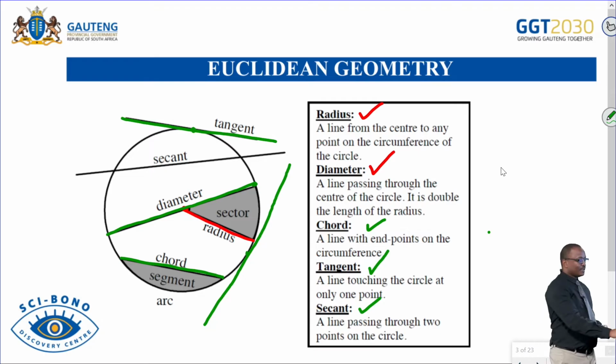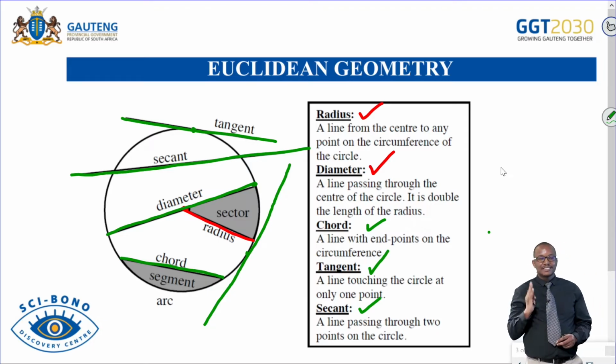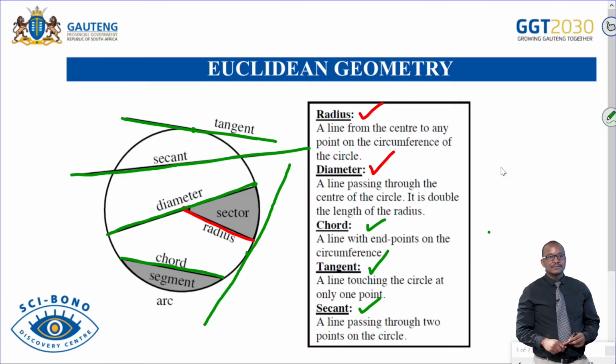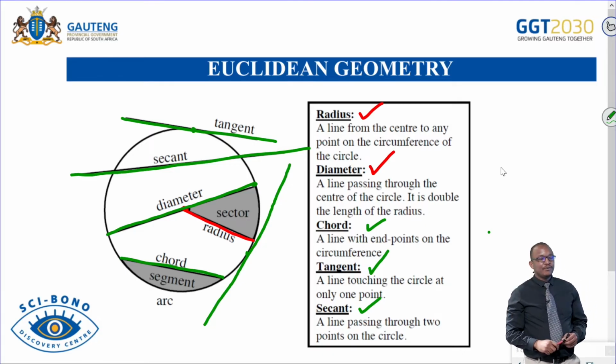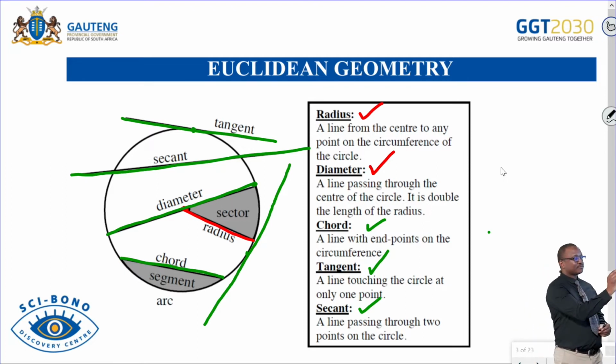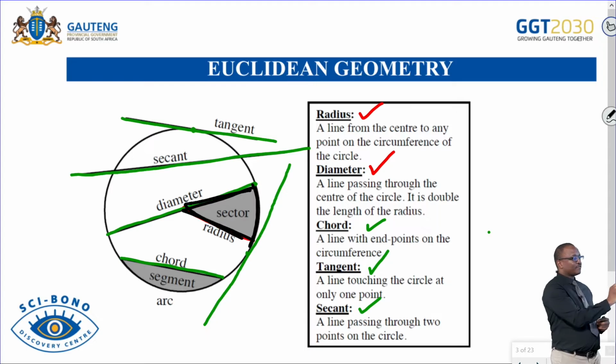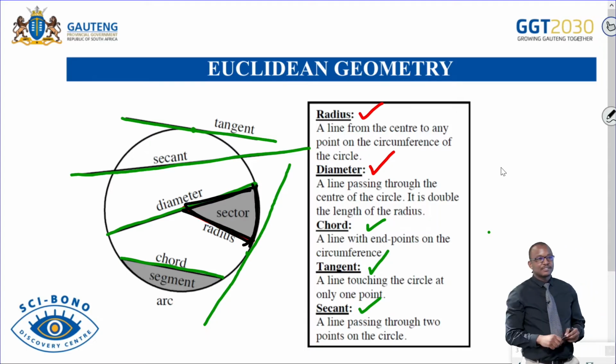A secant is a line that is cutting through the circle. It's just passing through the circle, cutting the circle twice. It doesn't just touch, it cuts through the circle. So that's why we call it a secant. Then, on the part of the circle, we have what we call a sector. You know a sector. It's like a slice of a pizza. When you buy pizza, you see that your pizza has the shape of a sector.